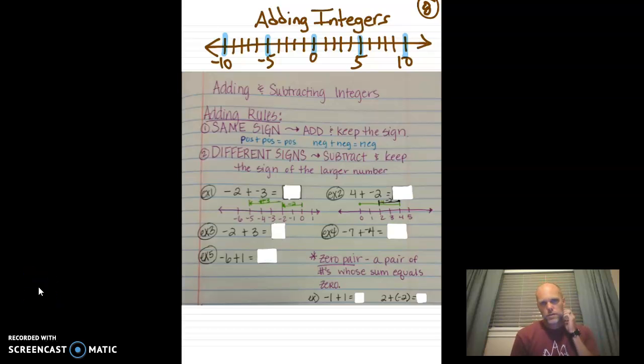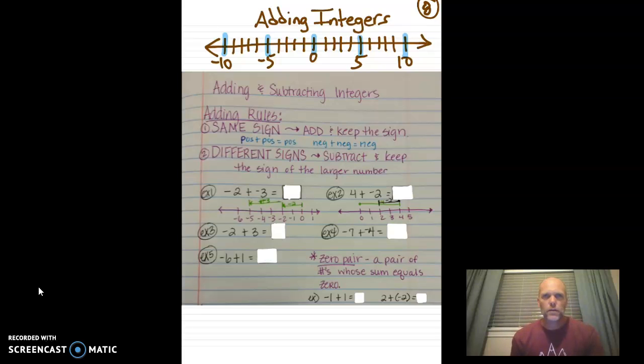All right, you should have already written in your table of contents absolute value and adding integers. So if you hadn't written this page yet, go ahead and pause it right now and get that written. All right, so adding integers.